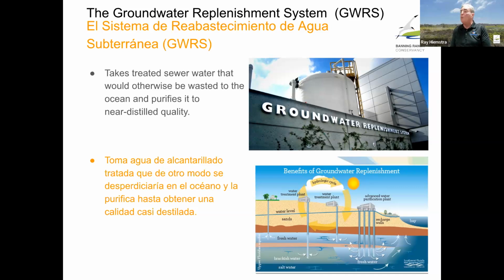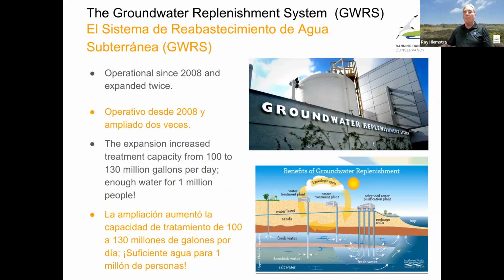We recycle almost 100% of our wastewater. So not only are we getting that water back to drink, but that's wastewater that isn't ending up out in the ocean, causing pollution problems out there. So this is a really important project. And I just talked about it being expanded twice.